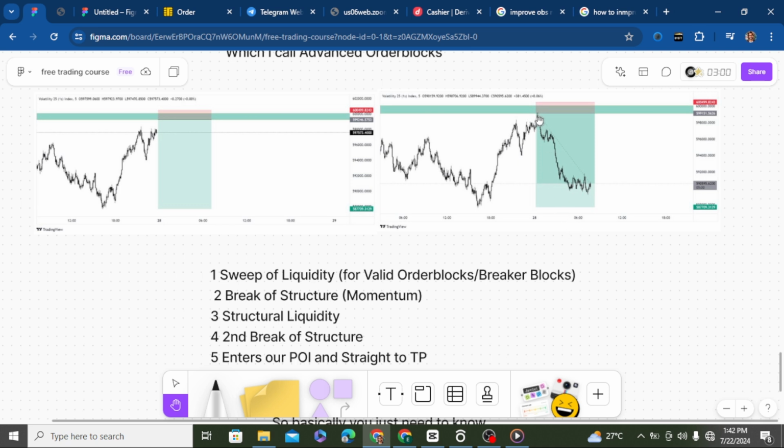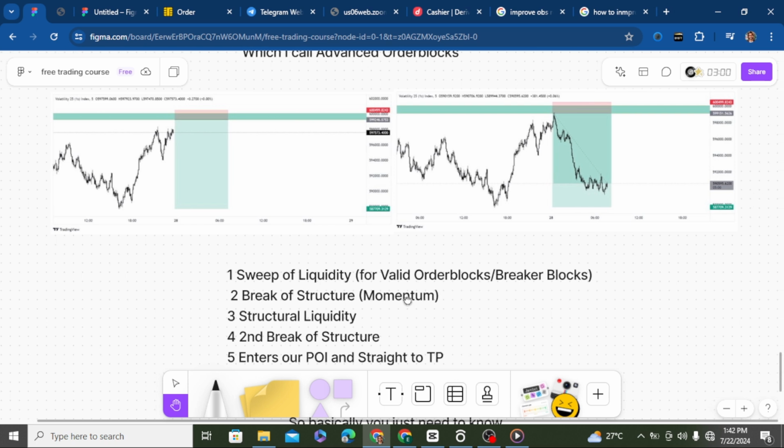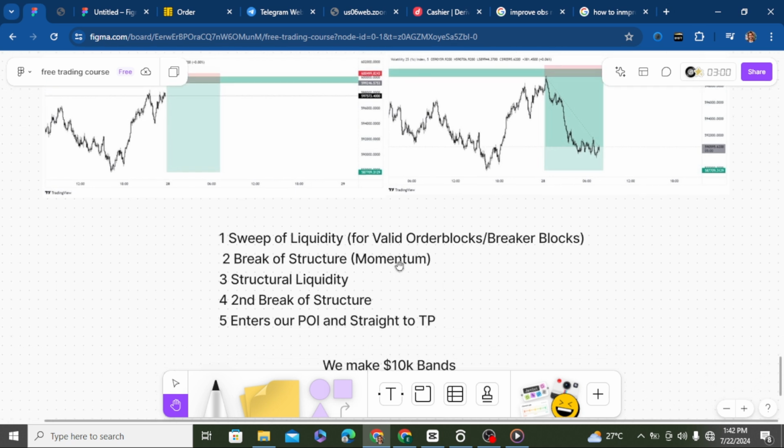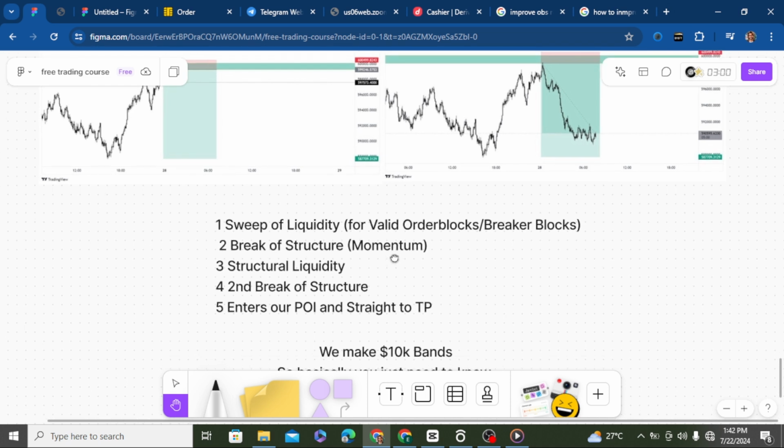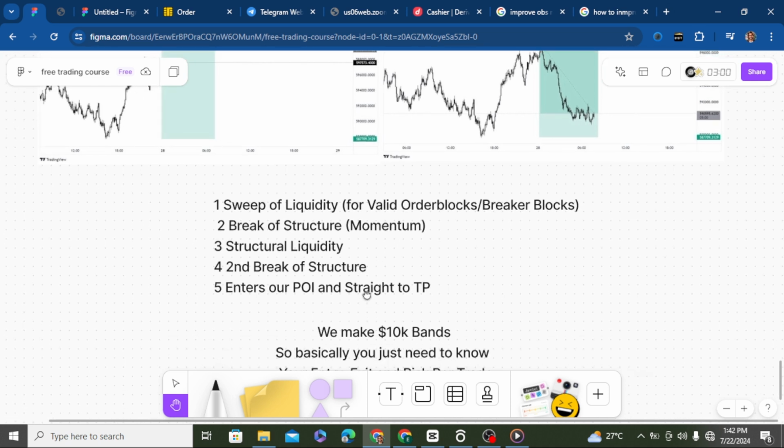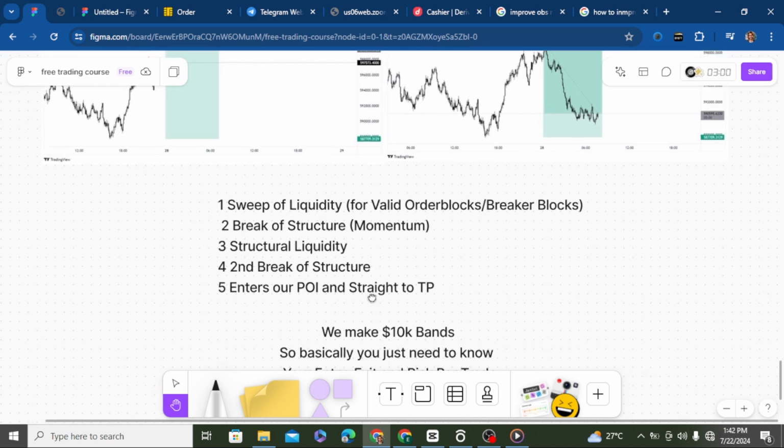Entering this trade, I have my confirmations, right? I have things I look for when price is inside this POI. Price goes down, and I just follow this 10 times a month. Now, if you think that trading is not hard, it's very, very simple. This is the first time you're hearing it, so it's going to sound like some crazy things. So this is basically how you make bands. You can make 10k bands every single month. So basically, this is what you need to know.